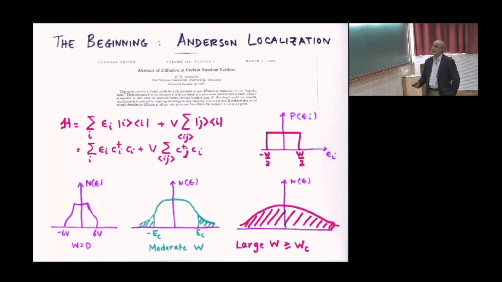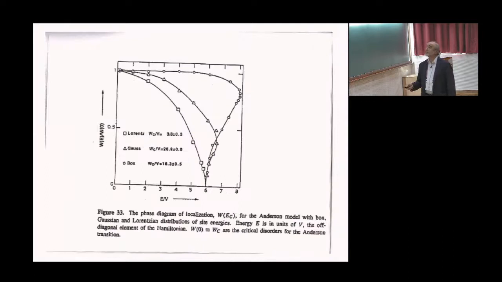What you find is that, starting from the clean system where all eigenstates are extended, when you put in some moderate disorder, you start seeing localization, that is eigenstates that are no longer covering the entire sample, but are localized around certain specific sites. This happens first in the tail states, and eventually, when W is large enough, the entire band gets localized. There are no more extended states in the system.